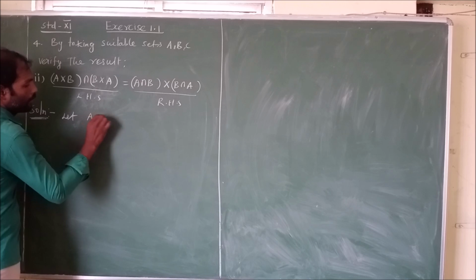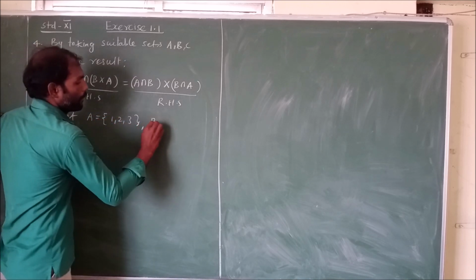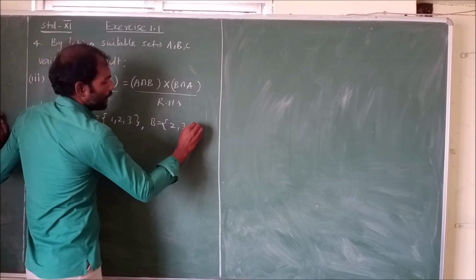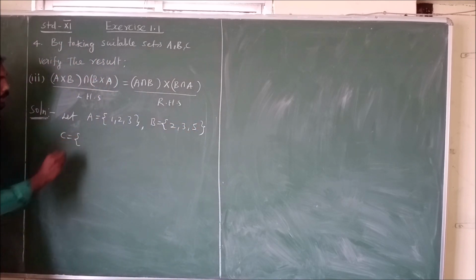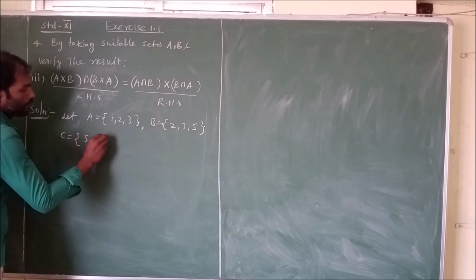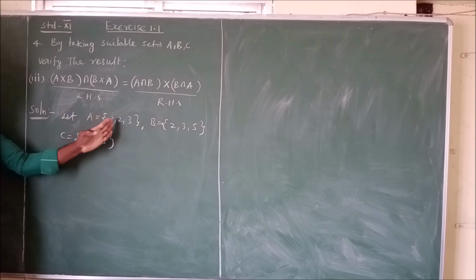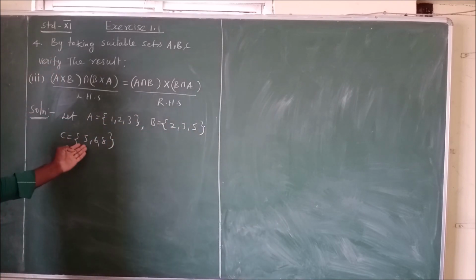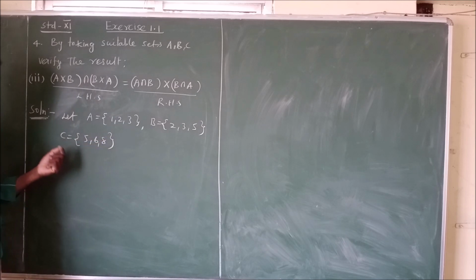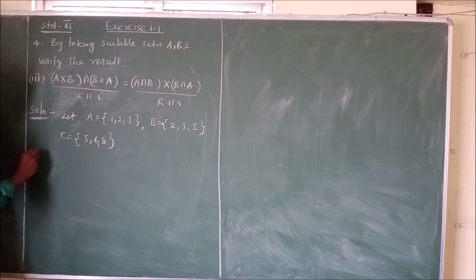Let A equal to {1, 2, 3}, B equal to {2, 3, 5} and C equal to {5, 6, 8}. Anything, any value will do. So first we have to find out A cross B, the LHS term.